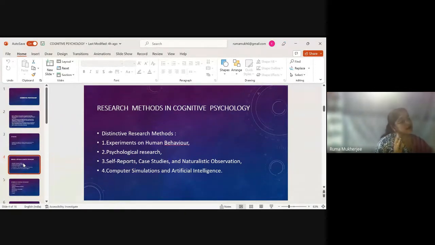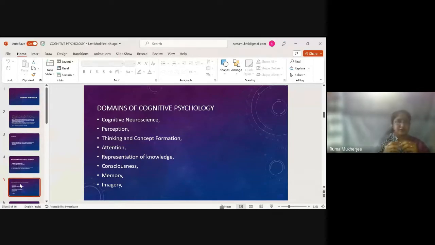So in this particular research, what happens? There is the digital computer. It actually played a fundamental role in the emergence of the study of any type of cognitive psychology. Now, the next slide covers the domains of cognitive psychology. These are the common domains of psychology. It starts with cognitive neuroscience, perception, thinking and concept formation, attention, representation of knowledge, consciousness, memory, and imagery. Now, what is cognitive neuroscience?